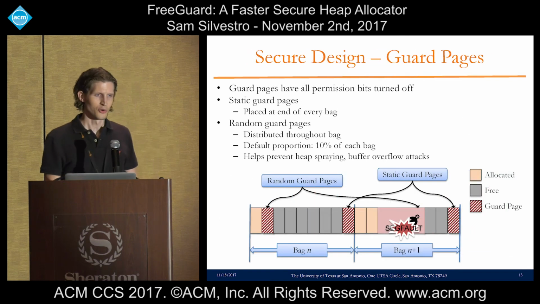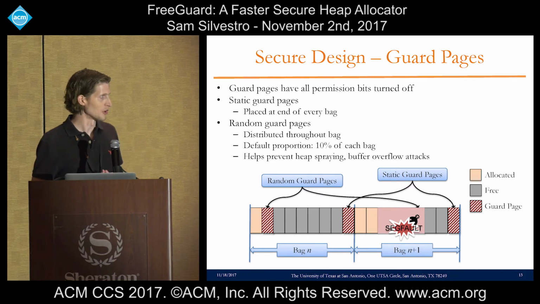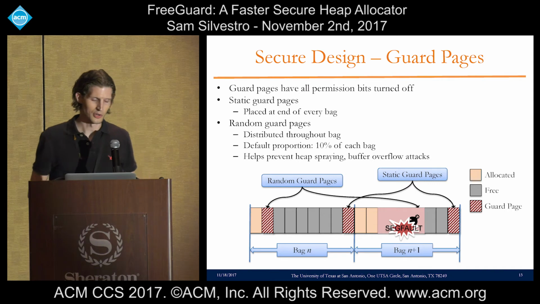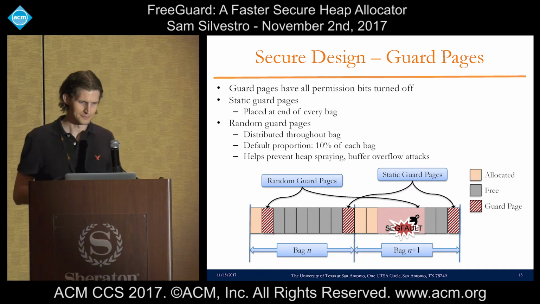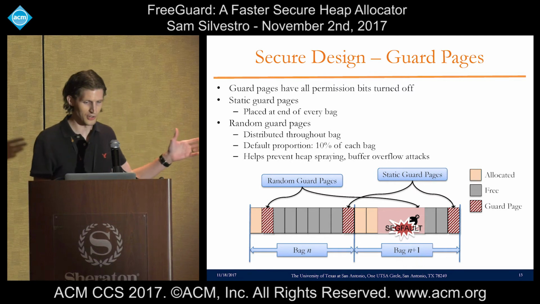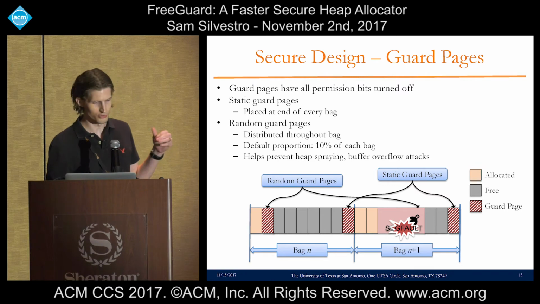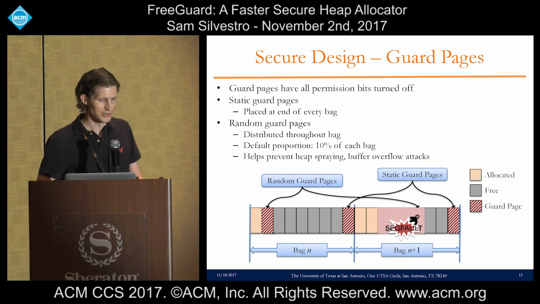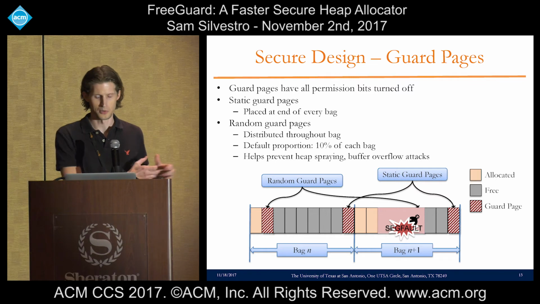Guard pages. So a guard page is just like a regular page in memory, except it has all of its protection bits turned off. So any attempt to read, write, or execute on the guard page will trigger a segmentation fault and halt the program. So FreeGuard uses static guard pages, which are placed at the end of every bag, and it also uses random guard pages, which are distributed throughout the bag at a default proportion of 10%. So by default, 10% of the heap's address space is being dedicated to these random guard pages.